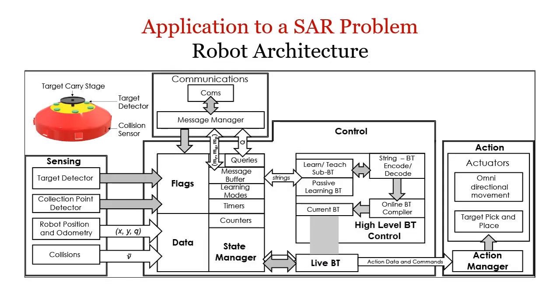This is the robot architecture designed for the search and rescue problem. These robots can sense the targets, collisions, and also estimate their position and pose with respect to a global reference. Additionally, they can also communicate with their neighbors by broadcasting queries and responding to the queries received within a fixed range. These robots are designed to move omnidirectionally, and also pick and place targets.